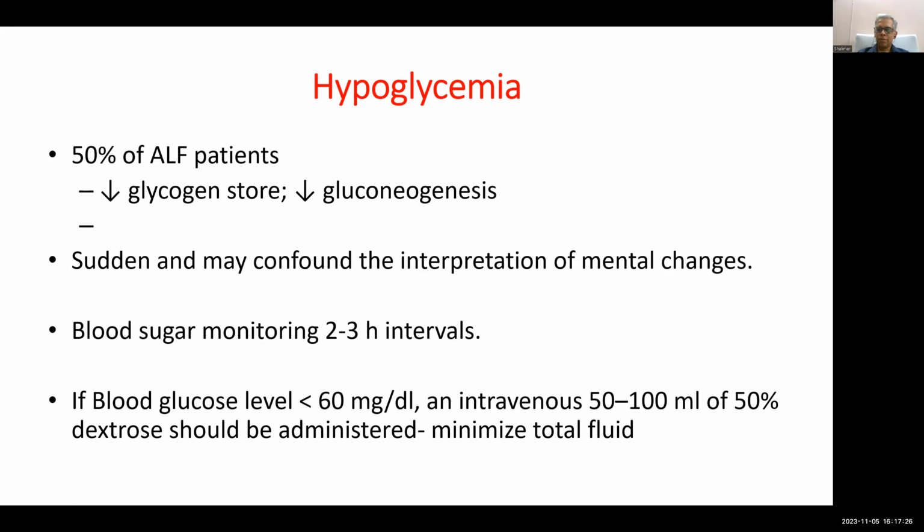And we all know how rapidly the sensorium improves by correction of hypoglycemia. So it's important to take care of this entity in these patients, which is very common. So you regularly monitor the blood sugars at 2 to 3 hour intervals. If the blood sugar is less than 60, you need to give them a dextrose solution. You can give 50 to 100 ml of 50% dextrose, and you can repeat it as frequently as required.